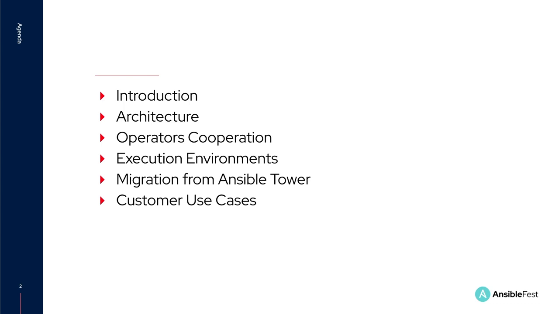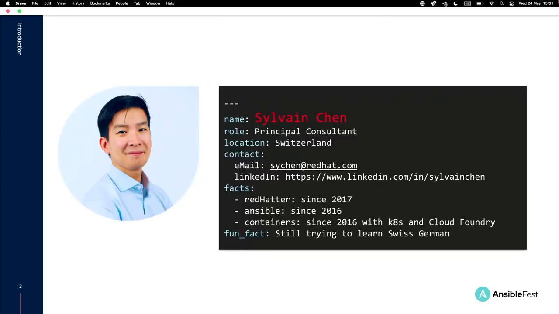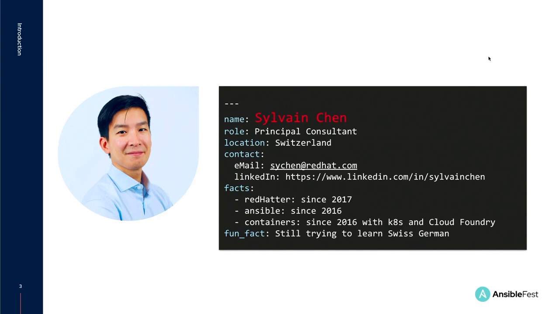Followed by execution environments. That's something new coming in AAP2 when coming from an older version like Ansible Tower. And of course, when you have a good product, you also want to migrate your customers. So that would also be a point there, as well as real customer use cases. With that said, I would like to pass over to Silva to introduce himself.